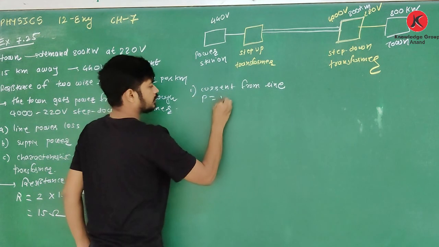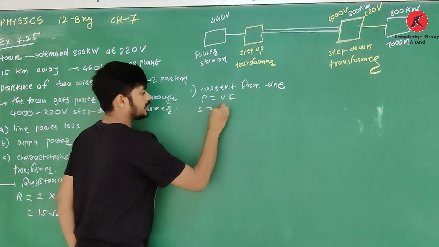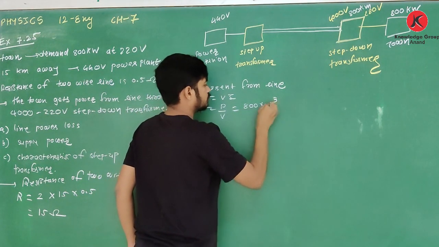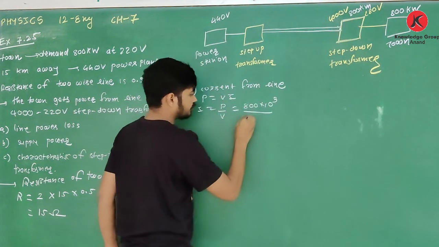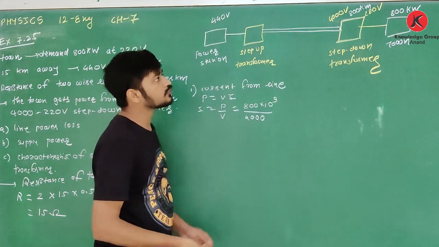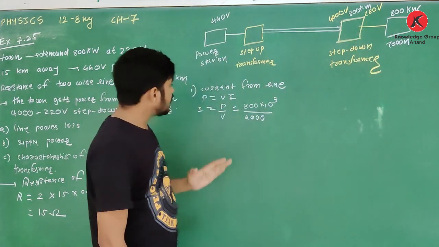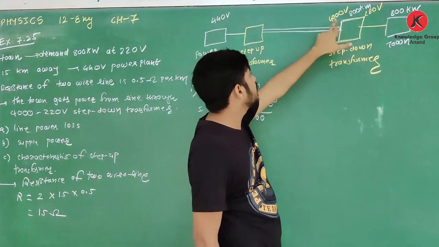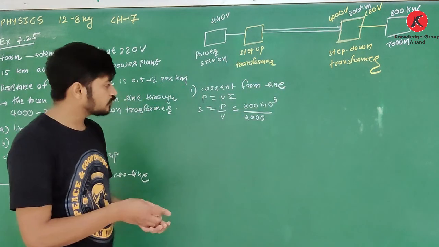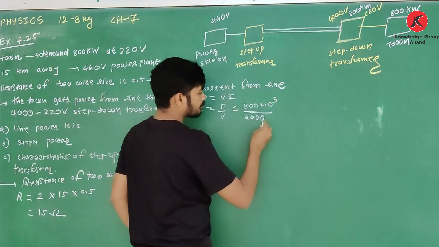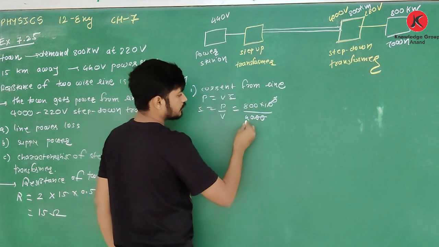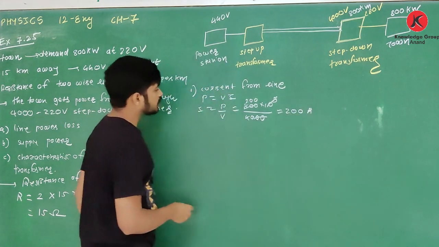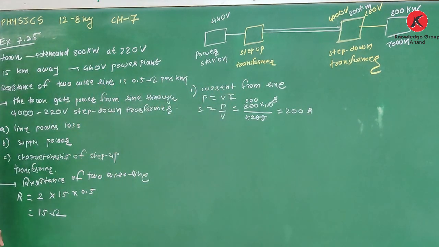So with the help of the equation P is equal to VI, if I want to find I, then it is P upon V. What is P? It is 800 into 10 raised to 3, and at this point it is 4000. Why have I considered 4000, not 220? Because we have to find the current from the line, and at this point its potential is 4000. That's why I have to consider this. So cutting the zeros, it is 200 ampere. So the current flowing from the line is I is equal to 200 ampere.